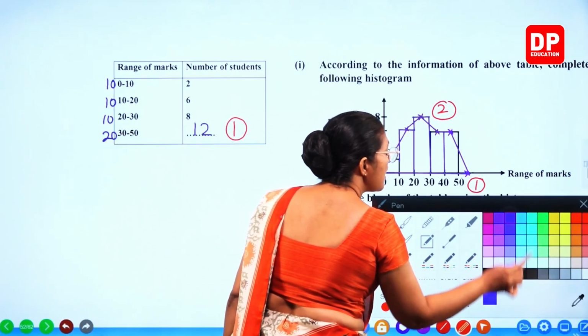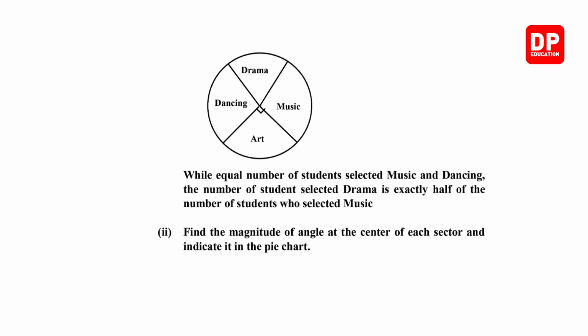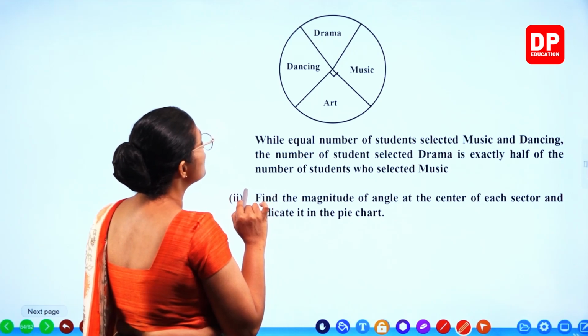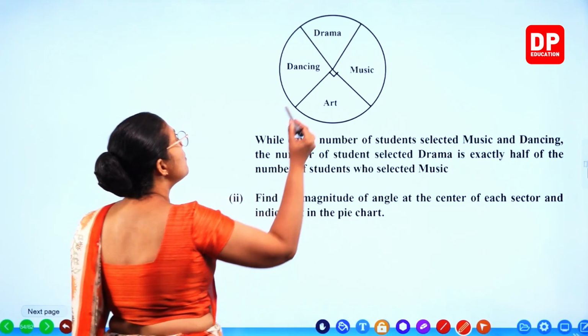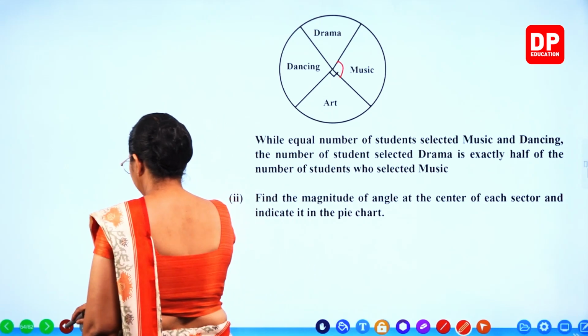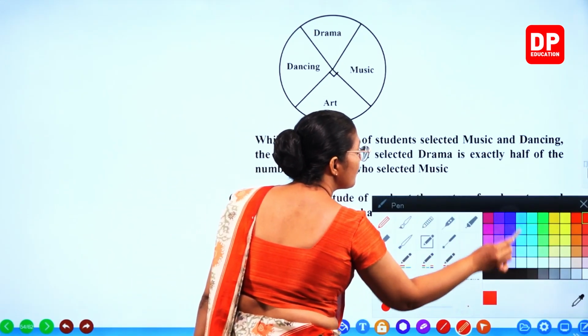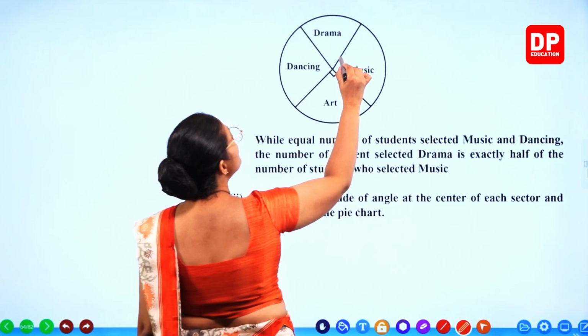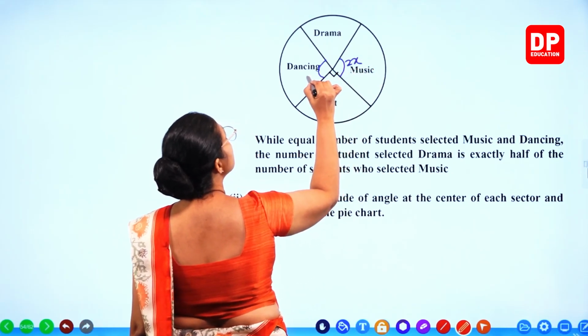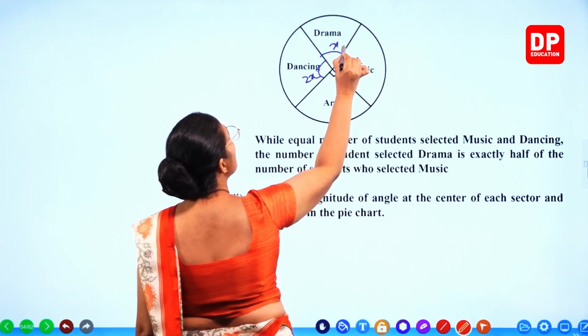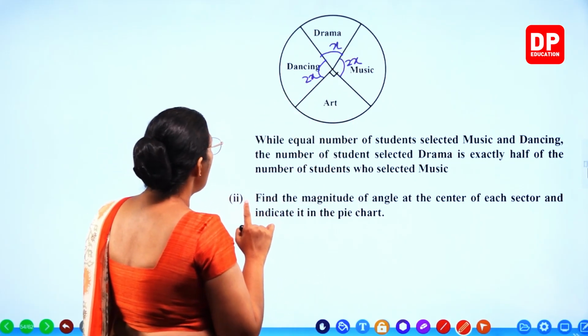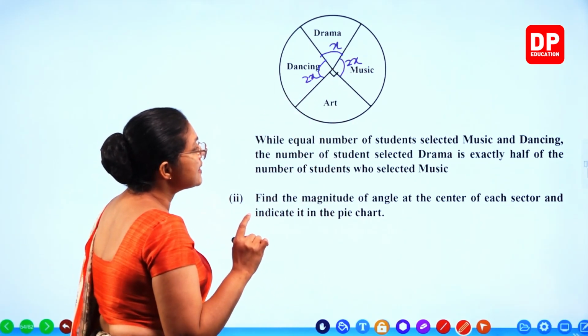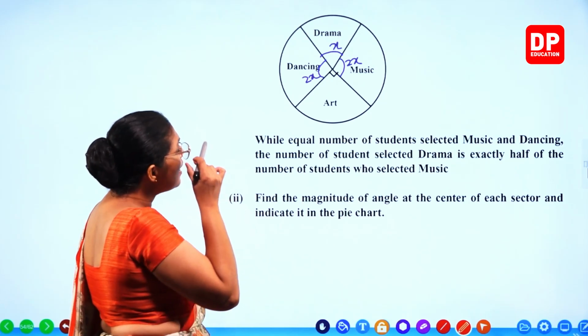Then let's take the B part. It says an equal number of students selected music and dancing. So equal, and the number of students who selected drama is exactly half of the number of students who selected music. So we'll put this one as 2x and this as 2x. And this one is half of that, that's x. Find the magnitude of the angle at the center of each sector and indicate it in the pie chart.